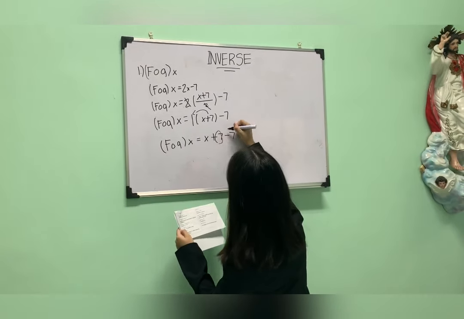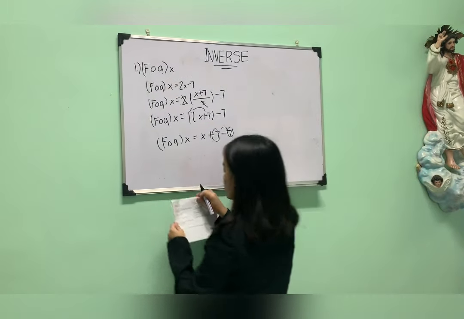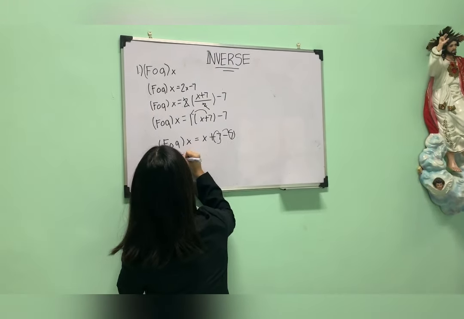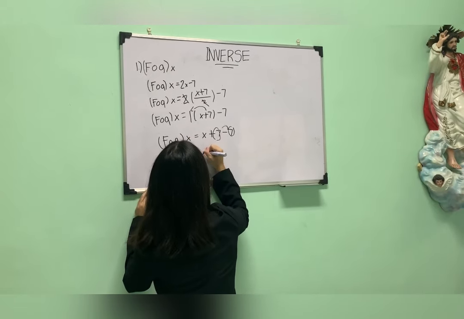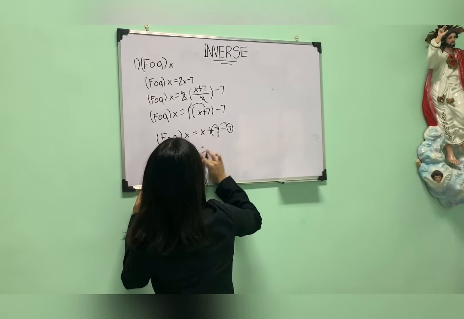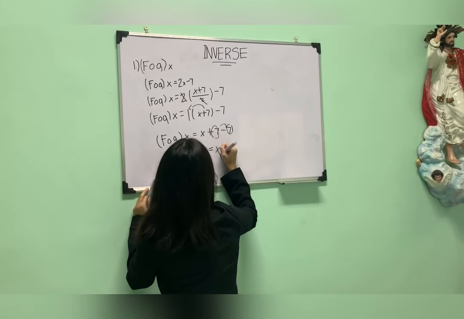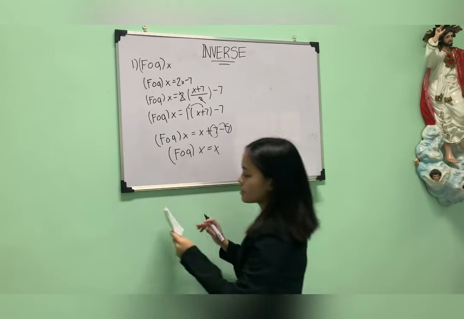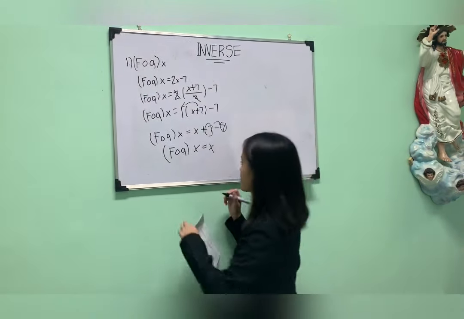Positive 7 and negative 7 is equal to 0. So that will become f circle g of x is equal to x. Thus, the answer is x, which means the inverse is correct.